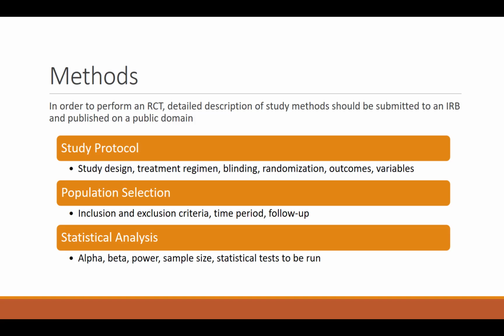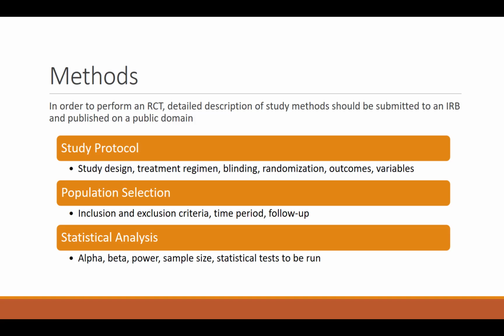For study methods, they essentially consist of a study protocol, which tells us about what the design of the study is, the specific treatment regimen for the patients, how blinding is employed, the method of randomization, which outcomes you're looking at, and which is the primary outcome versus the secondary outcomes, and the specific variables, again, that you're measuring, the endpoints or the baseline characteristics.